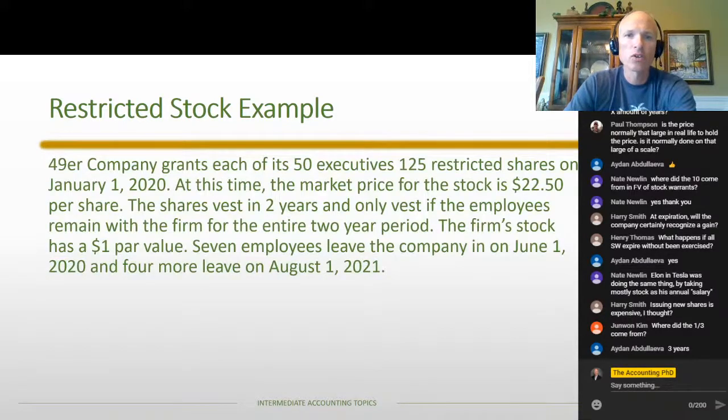So they grant each of its 50 executives 125 restricted shares on January 1st, 2020. At this time, the market price is $22.50. The shares vest in 2 years and only vest if employees remain, so it's a cliff vesting arrangement. And there's a par value, 7 employees leave, and on and on we go.